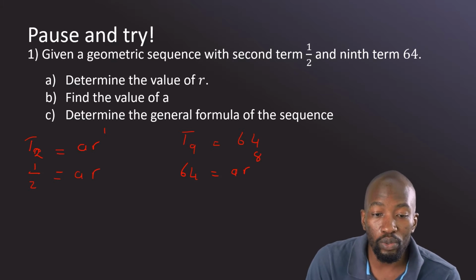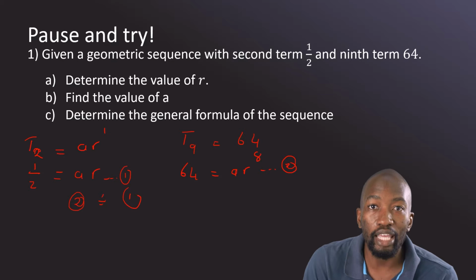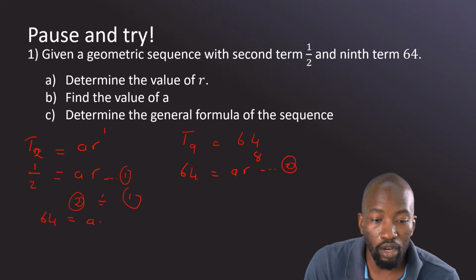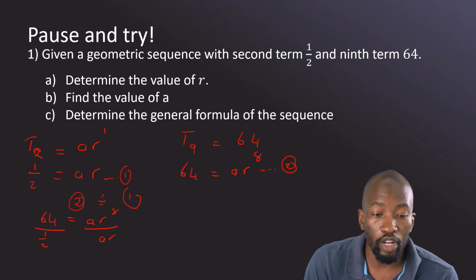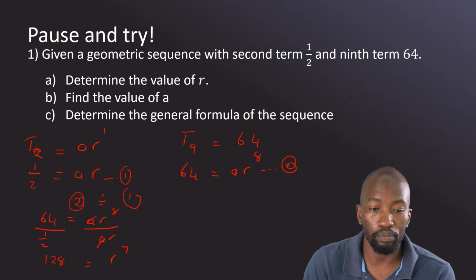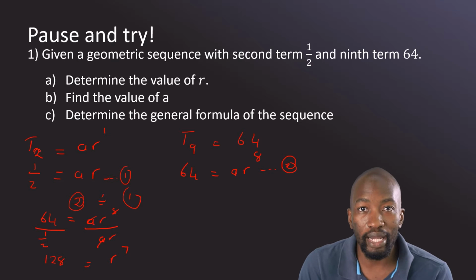Then what I can do is make these equations. I'll make that equation 1 and I'll make this equation 2. Then I will say equation 2 divided by equation 1. Then this means I have 64 is equal to AR to the 8, divided by 1 over 2, and this side it's divided by AR. So 64 divided by half will give me 128. And then the a's will cancel here, and I'll be left with r to the 7. All right, now I just need to find the 7th root of 128.